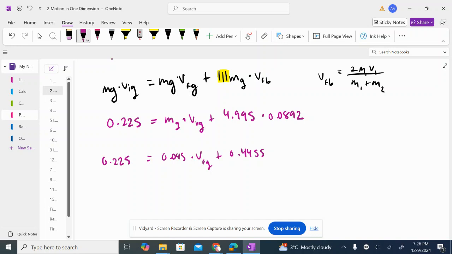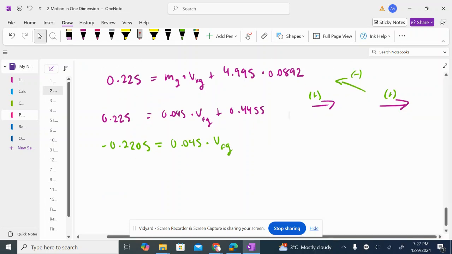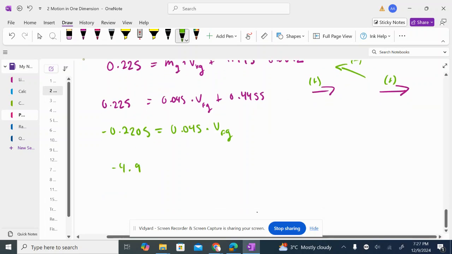We do 0.225 minus, because remember now these two are in the positive direction because the bowling ball starts moving this way and the golf ball originally was moving this way. The golf ball in the second iteration starts moving this way, right? Because that we're considering negative, and this we're considering positive. So we rearrange this, take it to the other side: 0.225 minus 0.4455, we get negative 0.2205, which is equal to 0.045 times VFG. Then we divide that number by 0.045, and we get negative 4.9 is equal to VFG.